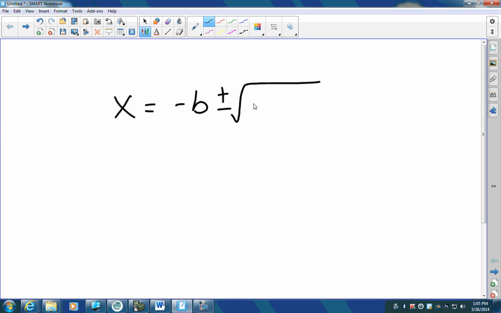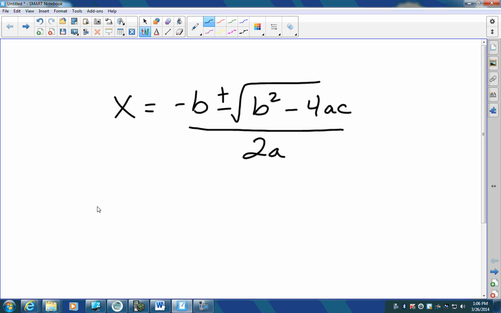I know, I'm going to try out for the voice. I'm so lying. Okay, x equals negative b plus or minus square root b squared minus 4ac all over 2a. That looks like some crazy thing. Okay? It's not really that bad. This is the formula for the quadratic equation.